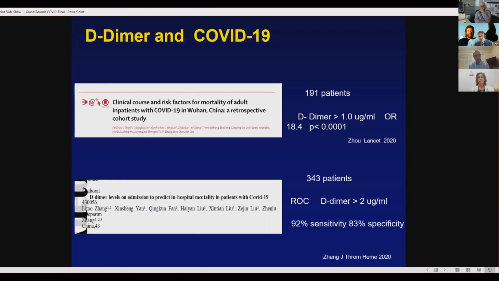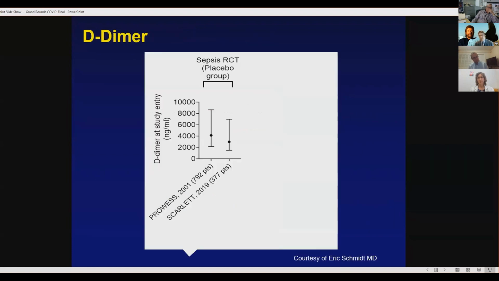We saw a similar report following that. Zhang et al., also from Wuhan, 343 patients, tried to generate a ROC curve for a D-dimer greater than 2 micrograms per mL: 92% sensitivity, 83% specificity, again, for mortality. Now, of course, we all recognize D-dimer is a non-specific marker of a variety of disease states. Inflammation certainly is a breakdown product for fibrinolysis. But this is sort of an interesting look.